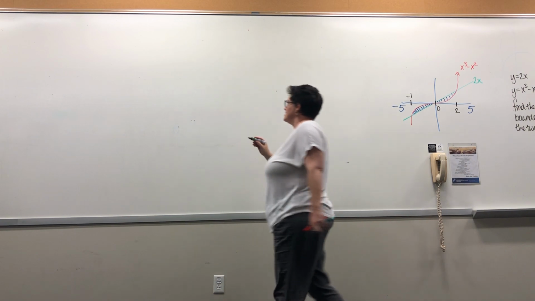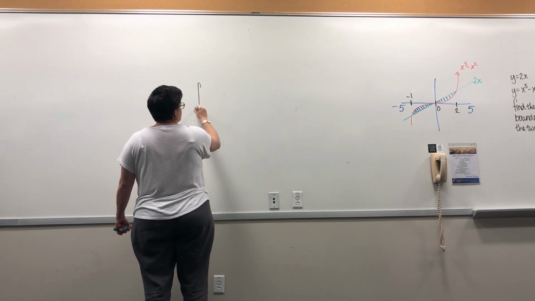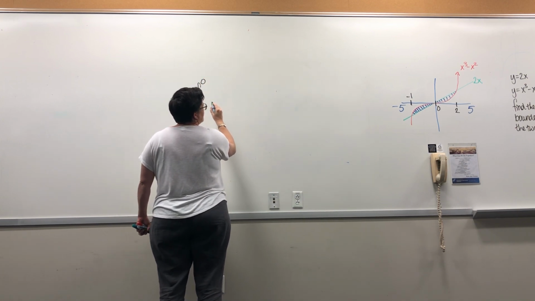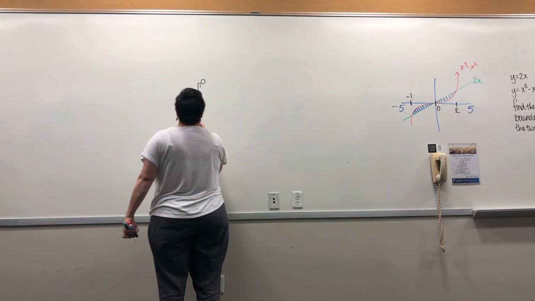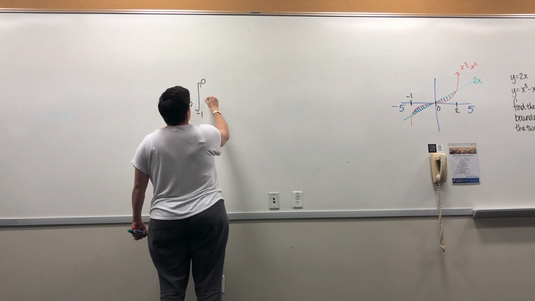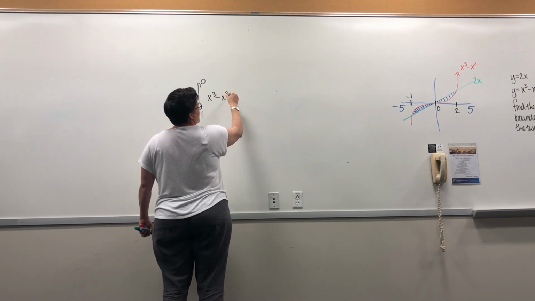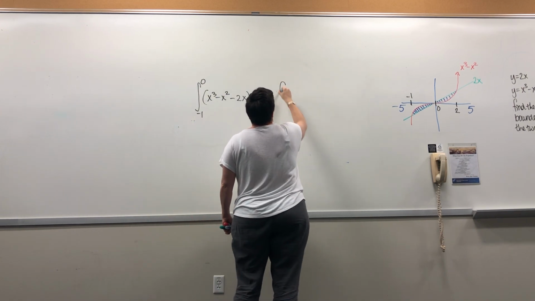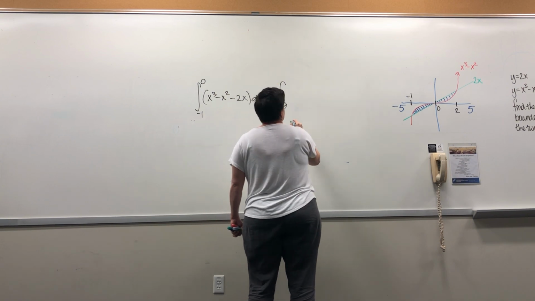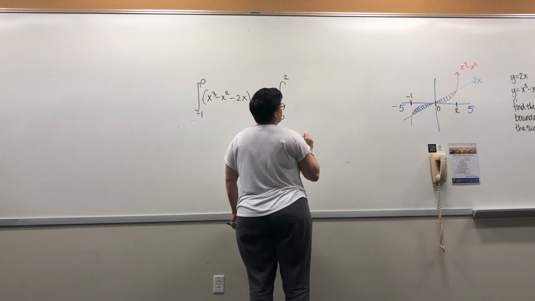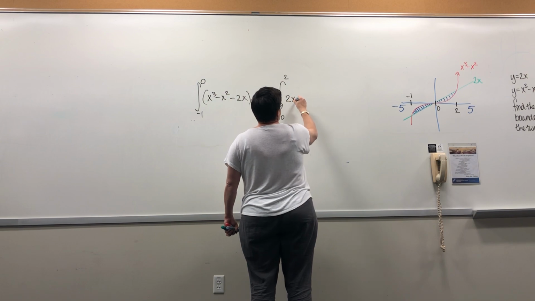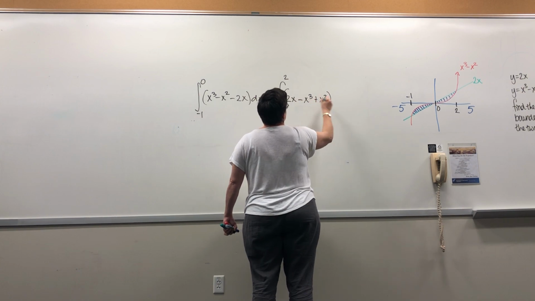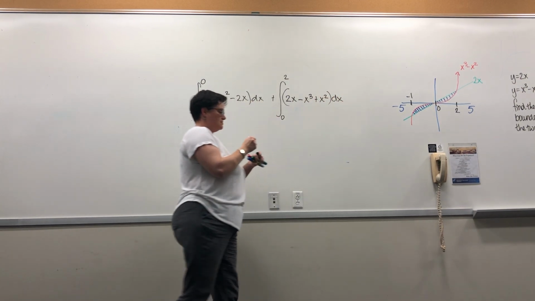So how do we set up this integral, guys? Who's on top of the first region? 2x. So from -1 to 0, we're going to do, oh sorry, x cubed minus x squared minus 2x with respect to x. For the second interval, from 0 to 2, who's on top? So 2x minus x cubed plus x squared with respect to x.